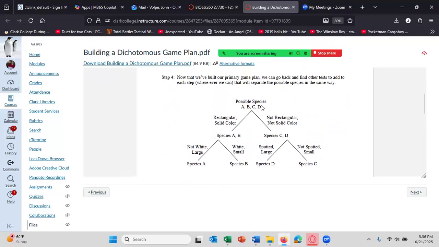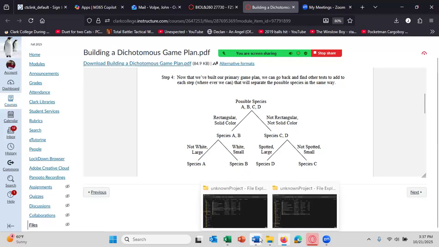Initially, you have all possible species, A, B, C, and D, and you request a test. In this case, was the species rectangular or not rectangular? Let's go with rectangular. So we cross this out, and then we don't follow these. And so that leaves it to species A and B. They're rectangular. And then you ask, is it not white? Or is it a white species? And if it's not white, it's species A. And if it's a small white species, it's species B. And this is using dichotomous logic to identify the species.